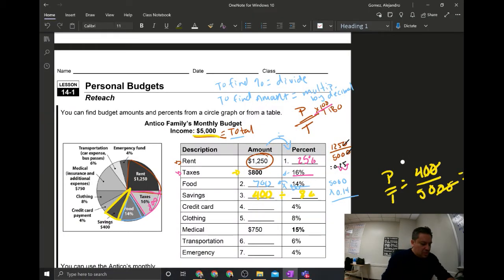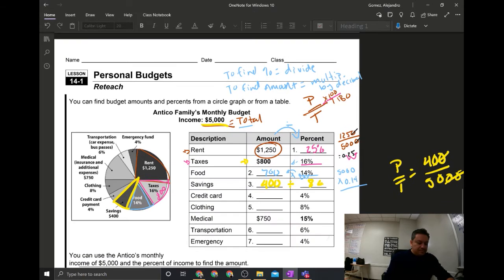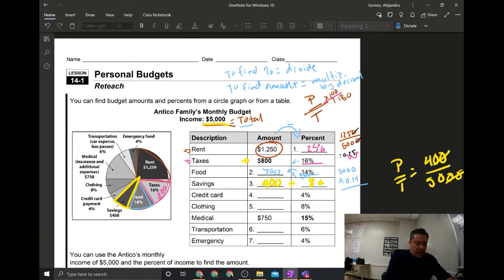Okay, so let's do another one. So again, if you have the amount, all you have to do is divide, top in, bottom out, and then move the decimal 2 places to the right. But if you have the percent, all you do is multiply by the decimal of that percent. Always move twice to the left. Now, let's look at number 4. 4 says 4%. So in this case, we have the percent, so we have to multiply.